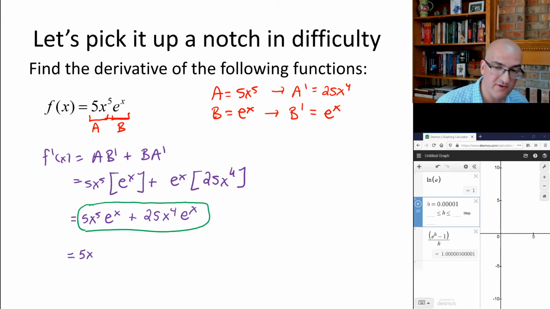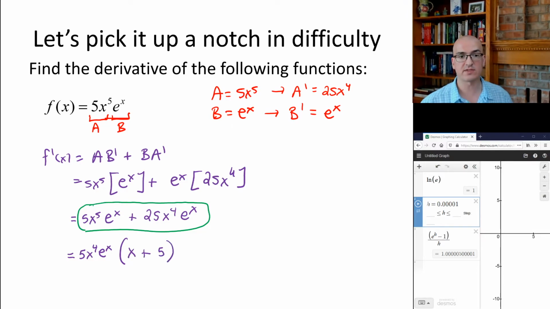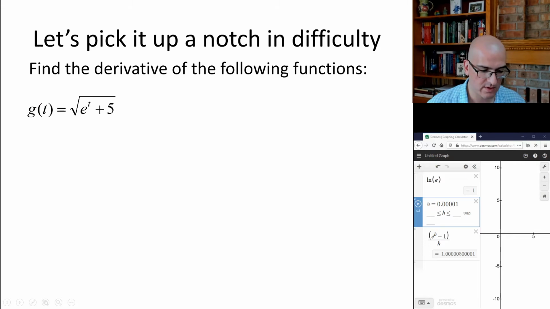So that you can take a 5 out, you can take an x to the power 4 out, and you can take an e to the x out. And what are you left with? So there's 1 power of x left in the first piece, and there's a 5 left in the second piece, and everything else has been taken care of. So what we might do after taking the derivative is set the derivative equal to 0 and solve for x. And having it in factored form would make it easier to do that. Okay, let's keep going. Another one.